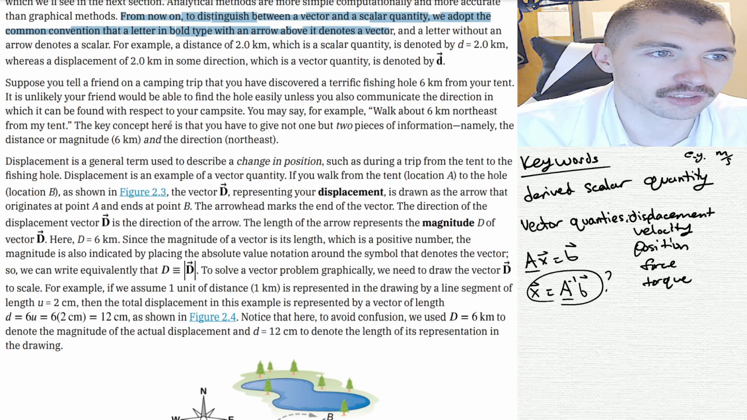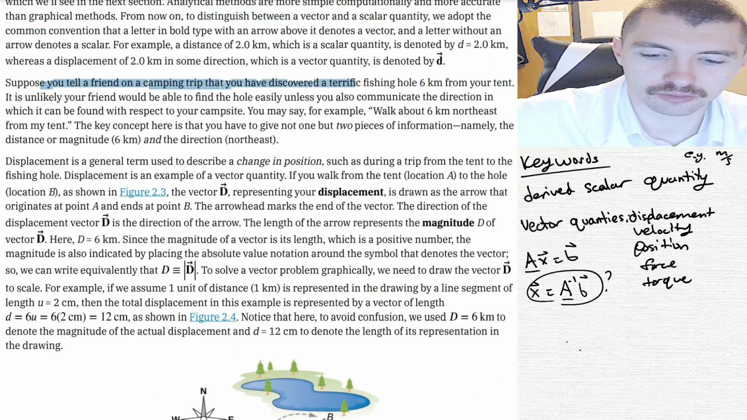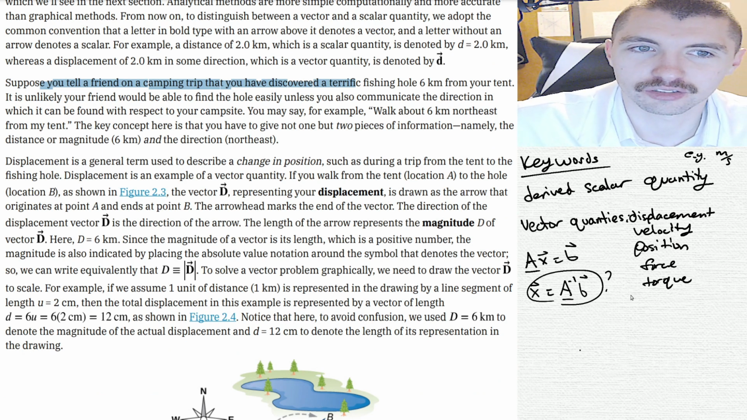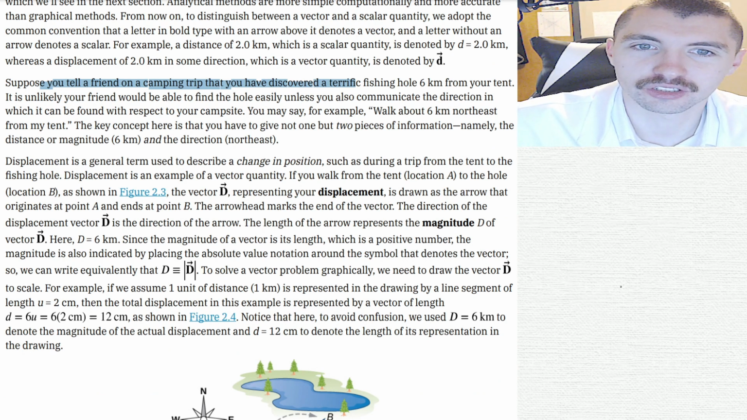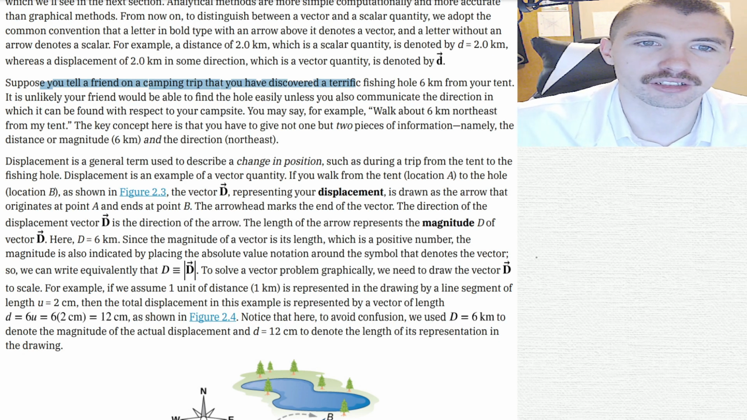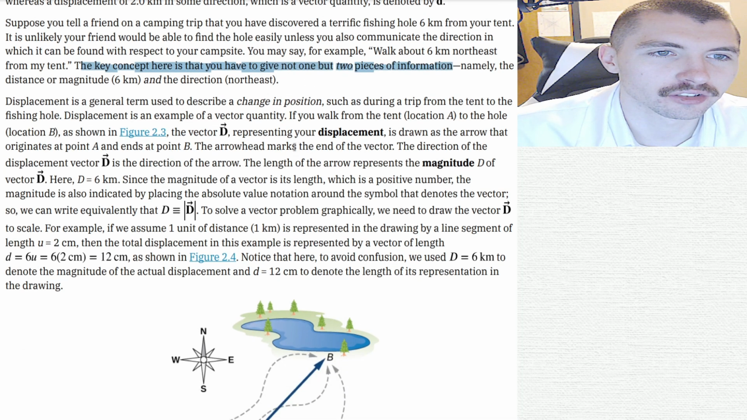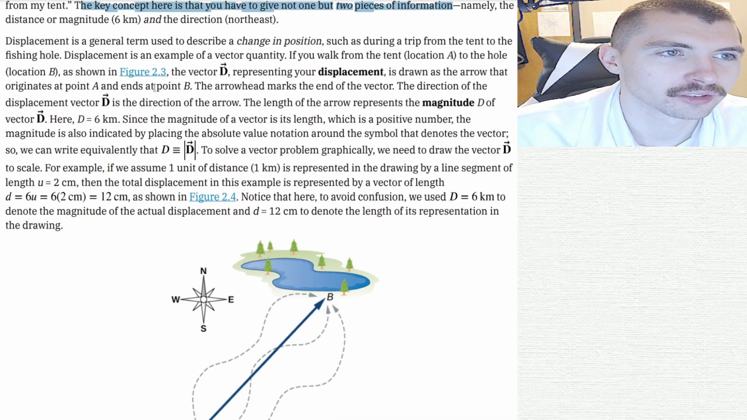Okay, fair enough. Suppose you tell a friend you have discovered a terrific fishing hole 6 kilometers from your tent. It's unlikely your friend would be able to find it easily. Let's compute the direction. So you get two pieces of information, distance and the direction. Magnitude and direction.